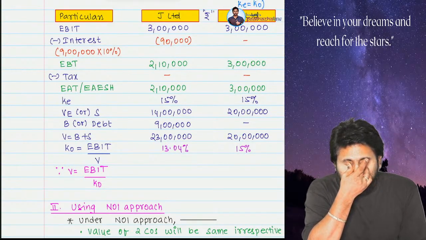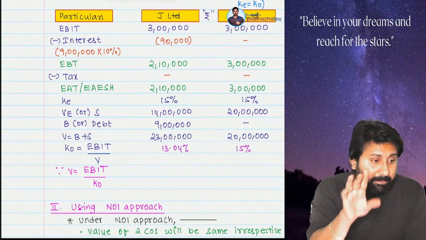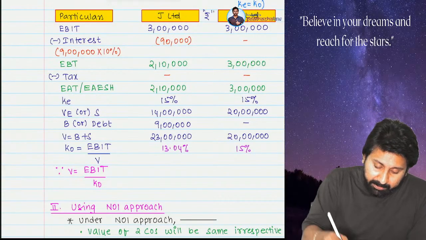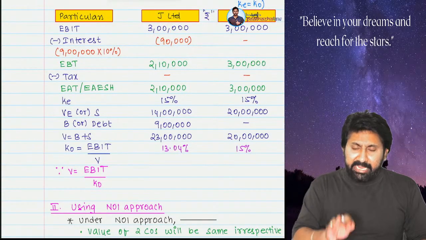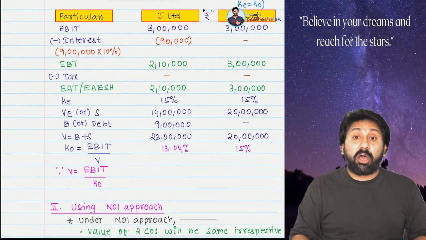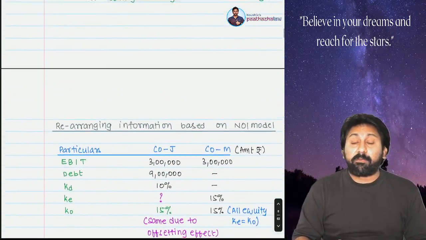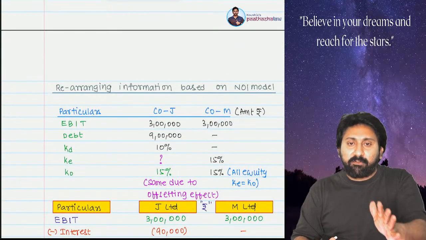What I said? Net income approach, like KE will be same. KO will change. Value of company will change. Companies having debt will have more value. Okay. Same question if they ask on net operating income approach, your reply will change. Net operating income approach, what they said, two companies will have same value irrespective of debt equity.